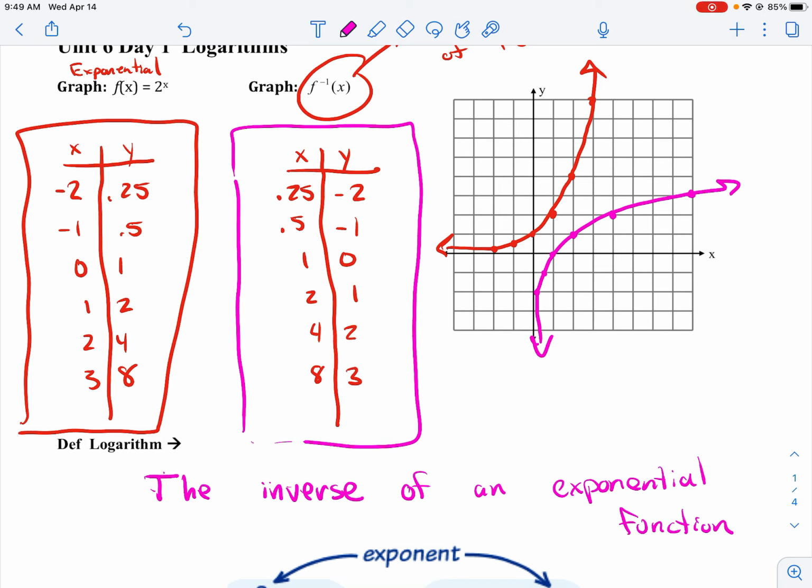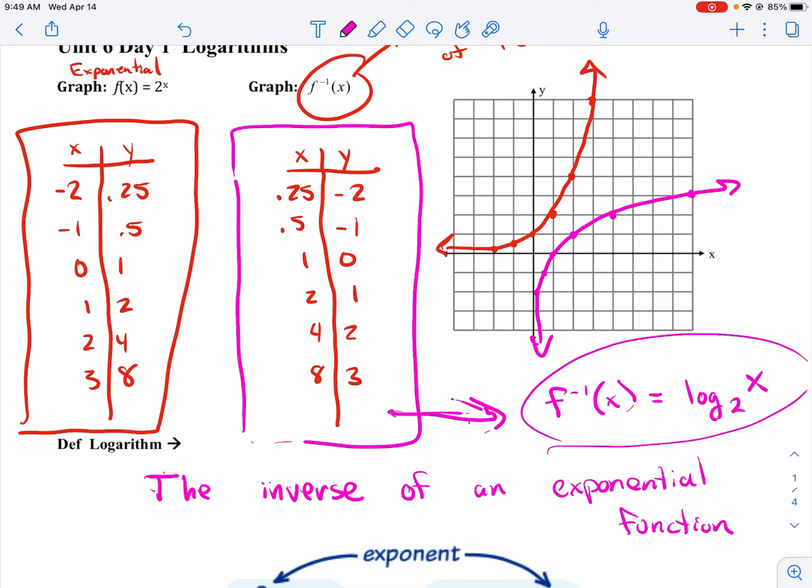So in this case, if we were actually to write the equation of this, f at -1 of x is equal to the log of 2x. Okay? And I'll explain more what that means, and how to write these. But anyway, that is the equation of that inverse function, which happens to be the definition of our logarithm.